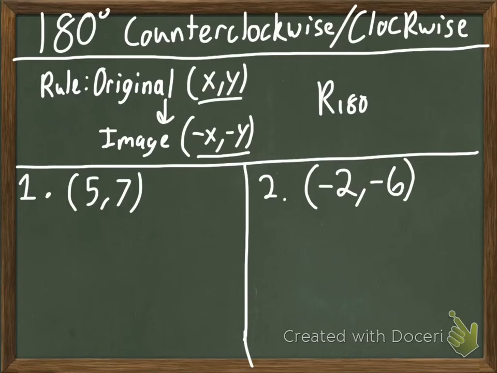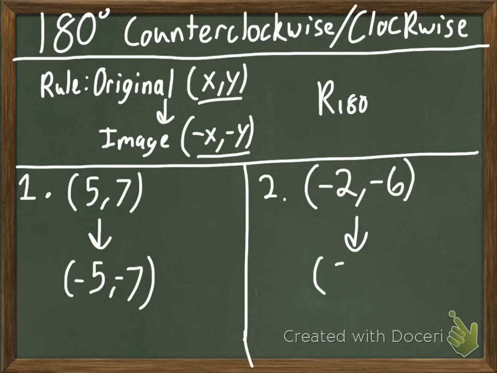Alright, so this first point, there's the original. The image is going to look like negative 5, negative 7. And then for 2, we have our original, and then our image is going to look like 2, 6. So they just change signs.